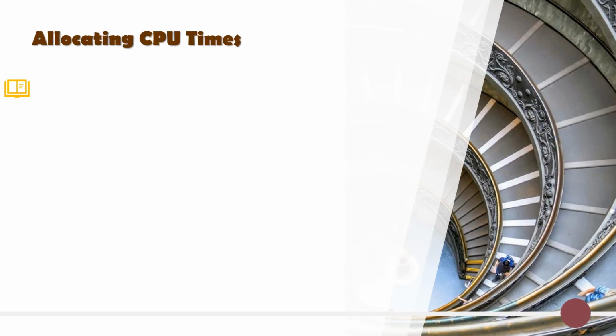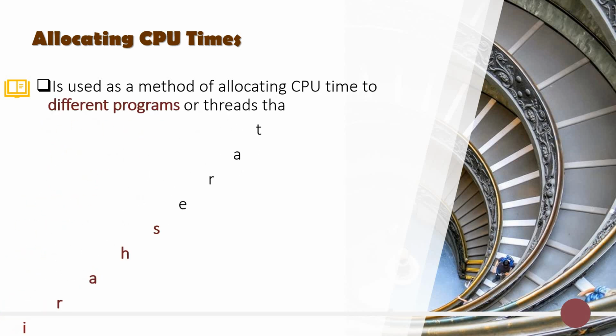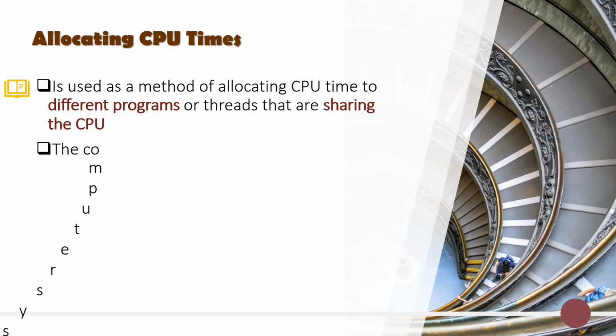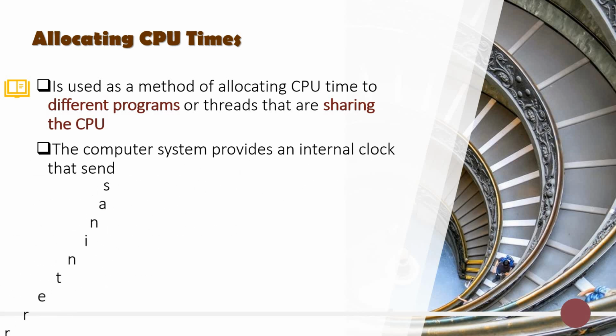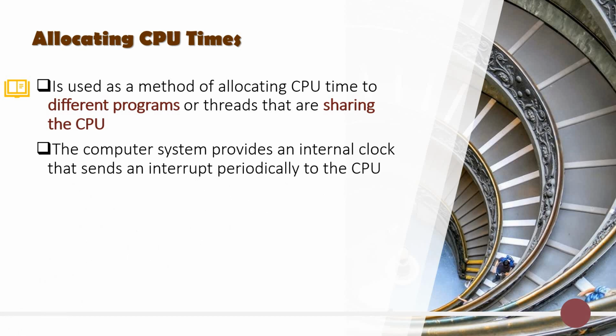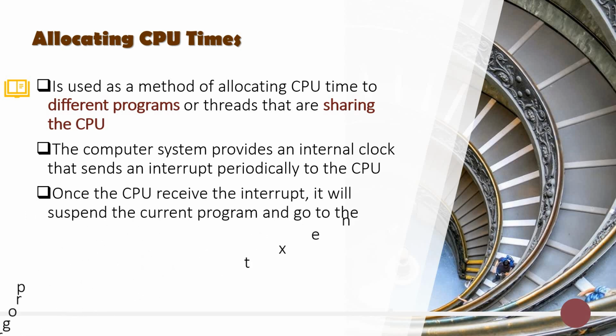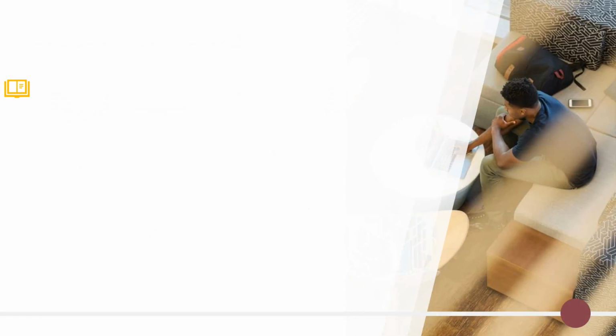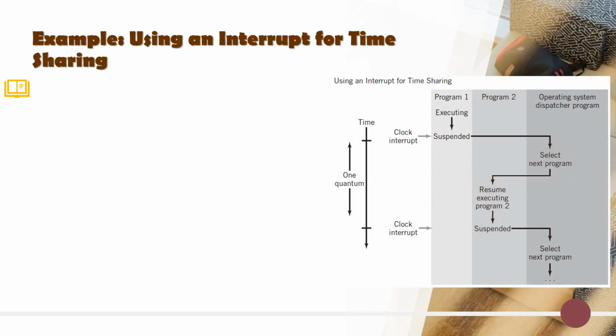Allocating CPU time. An interrupt is used as a method of allocating CPU time to different programs or threads that are sharing the CPU. The computer system provides an internal clock that sends an interrupt periodically to the CPU. Once the CPU receives the interrupt, it will suspend the current program and go to the next program to be executed. Example: using an interrupt for time sharing.